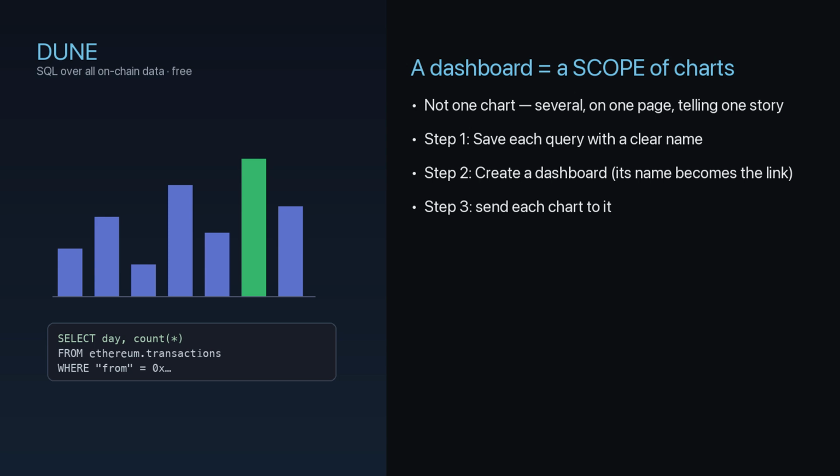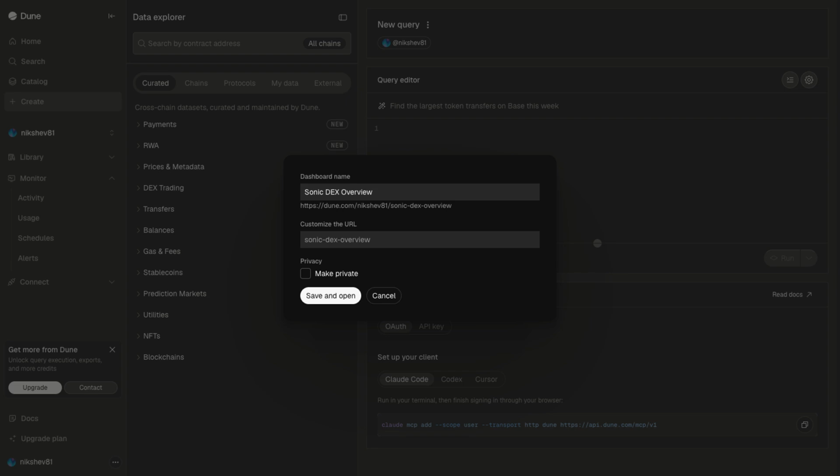Remember from episode 1, a dashboard is not a single chart, it's a story, several charts on one page telling one story. So first we save each of our 3 queries with a clear name. Then we create the dashboard itself. Let's do it for real. Hit create, choose dashboard and give it a name, Hyperliquid Whale Tracker. Notice the name becomes the dashboard's public web address, its link right there. Save and open, and you've got an empty dashboard live at its own URL, ready for tiles.